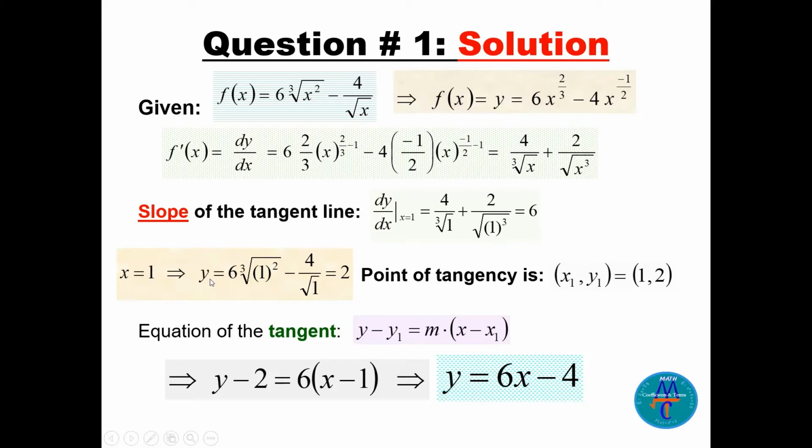Now x is equal to 1. I can find y. Replace 1 in the function itself, in this blue one here. 6 cube root of x squared minus 4 over square root of x. It will be 6 minus 4, 2. So the point of tangency is 1 and 2. This is the equation of the tangent line: y minus y1 is equal to m times x minus x1. Put the numbers there. We have the slope m here, and we have the point 1 and 2. So y equals 6x minus 4.